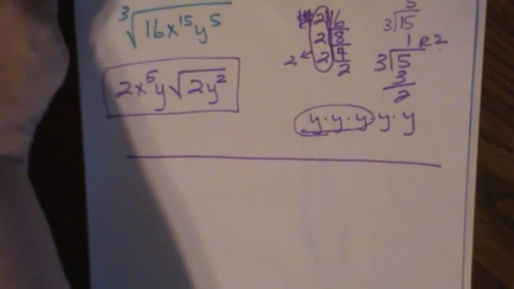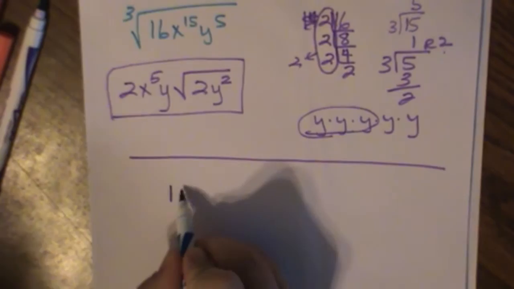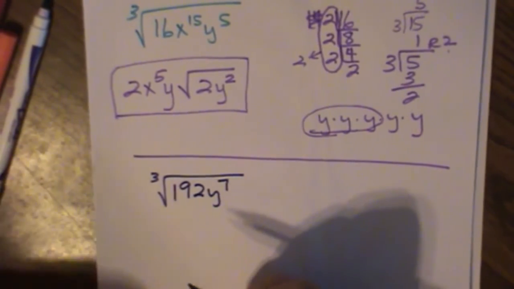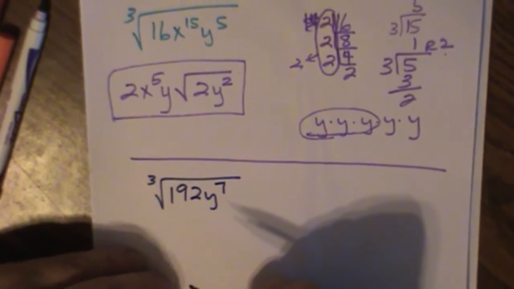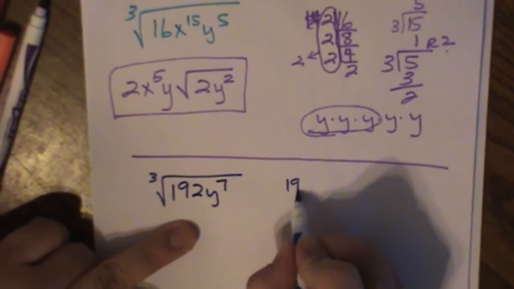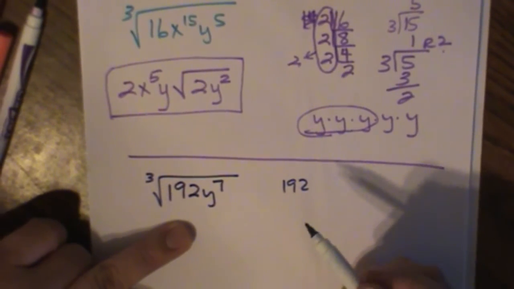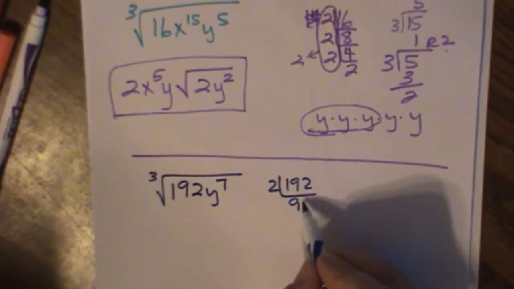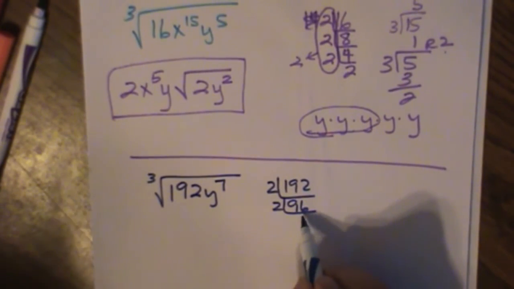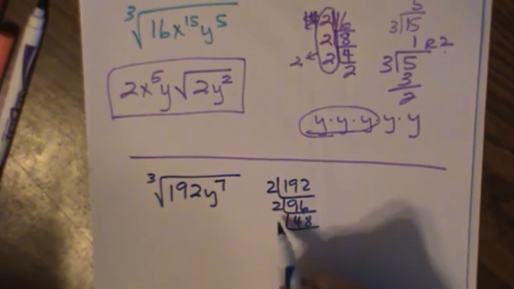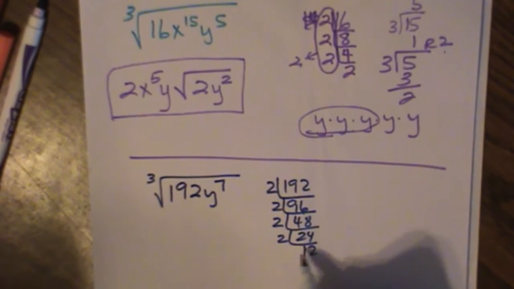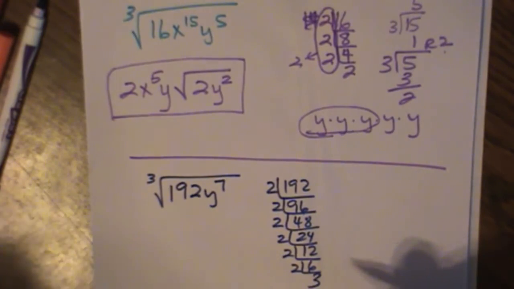Let's try this one. 192 y to the 7th, to the cubed root. Okay, we do the numbers first by finding prime factorizations, and we see that 2 goes into that 96 times. 2 goes into 96 48 times. 2 goes into 48 24 times. 2 goes into 24 12 times. 2 goes into 12 6 times, and 2 goes into 6 3 times.